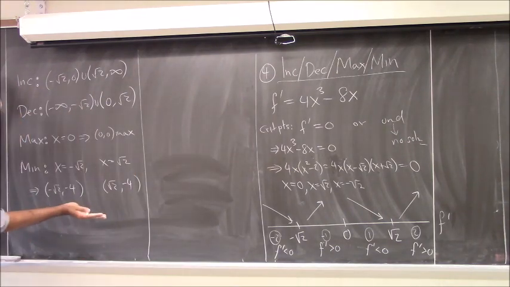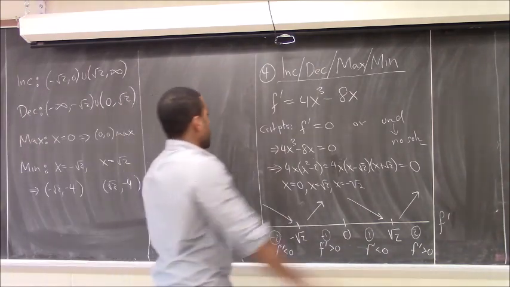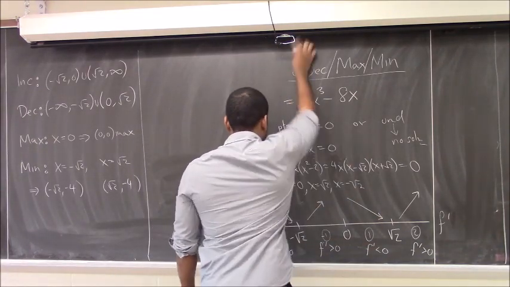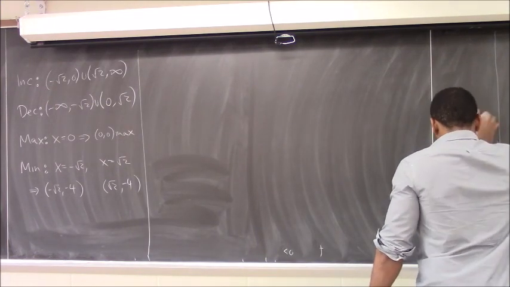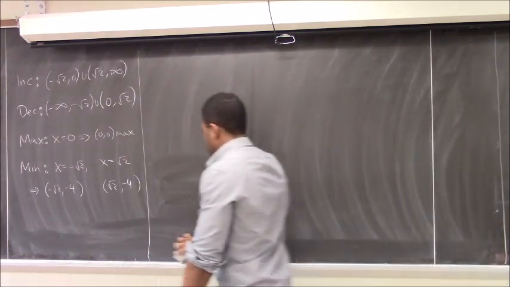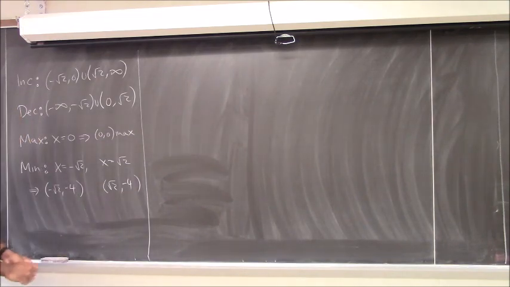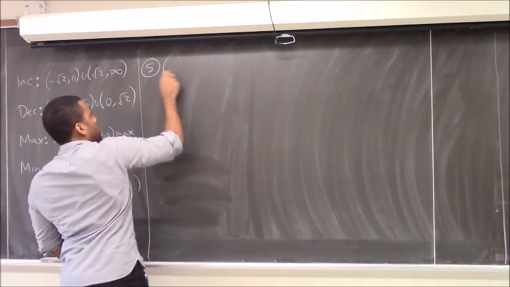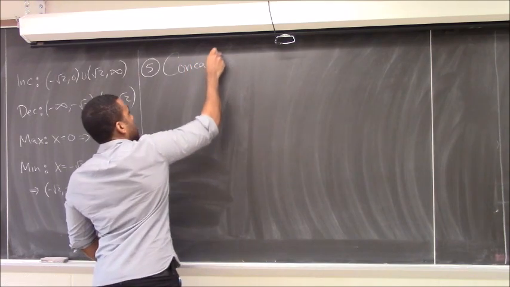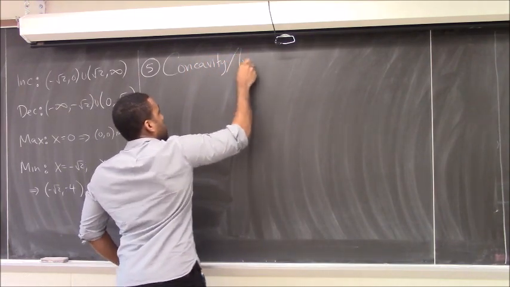So this is the summary from step 4. You write that down and you save it. Move on to step 5. In step 5, we look for concavity and inflection.